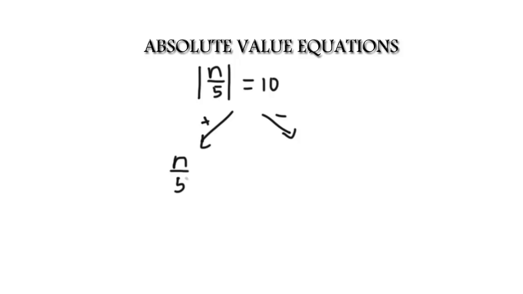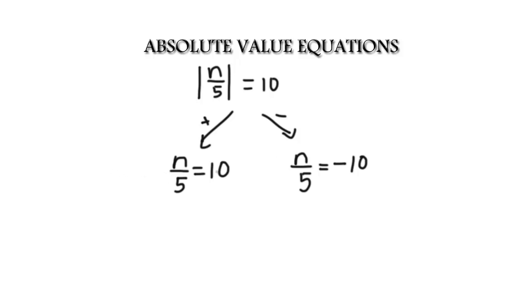Alright, so let's take a look at this problem here. Let's say we have this absolute value equation. The absolute value of n over 5 is equal to 10. We know we're going to have to solve two different problems, one with the plus sign, one with the minus sign. So let's go ahead and do the plus sign first. I took away the absolute value symbol and made it equal to the positive 10. And on this side, it's going to be n over 5, and that's going to equal negative 10. That's very important. So let's solve the one on the left first.